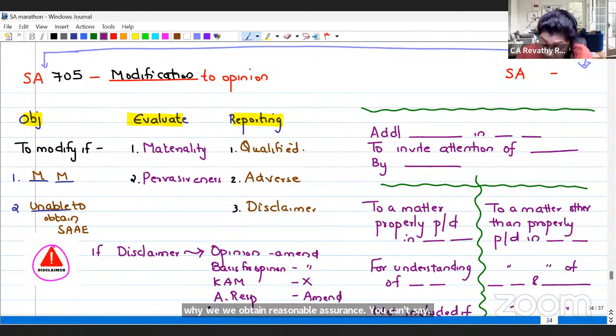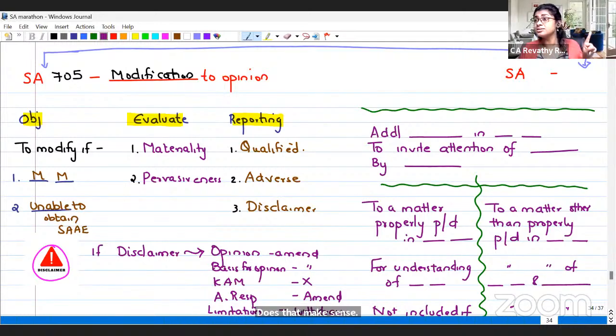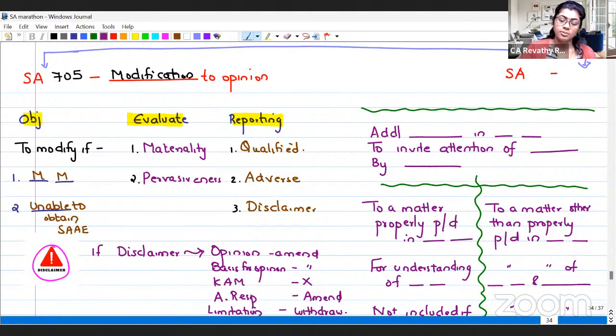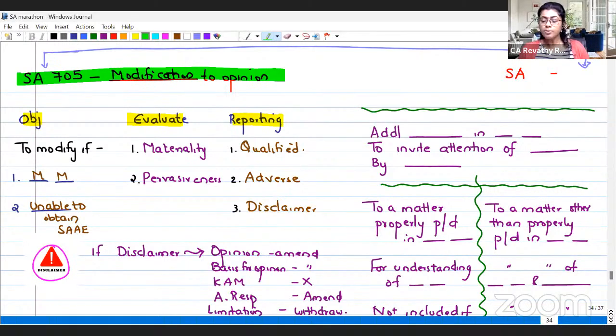Now, if there are limitations imposed by management and you want to give a disclaimer, you can withdraw. Does that make sense? SA 210, we studied this. If there are limitations, and it is not reasonable and management is not allowing you, you can withdraw. Before you withdraw, of course, for every withdrawal you have to see the legal requirement and you will communicate. You won't go like that.